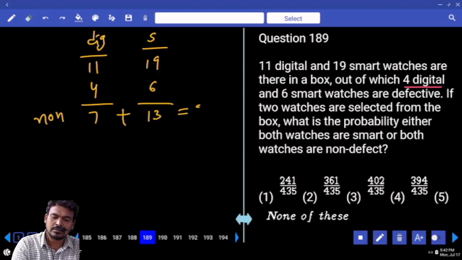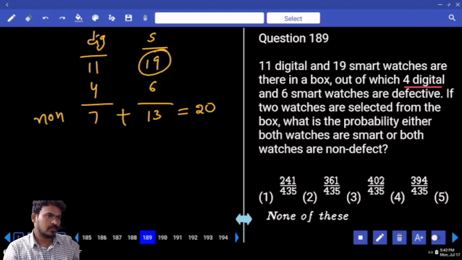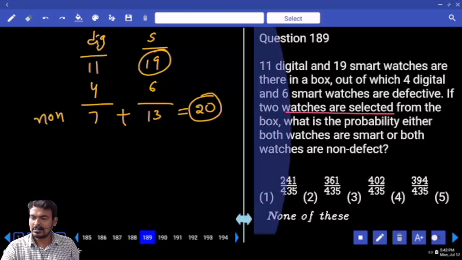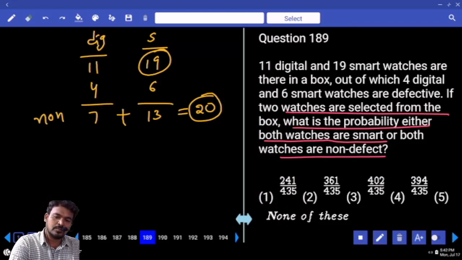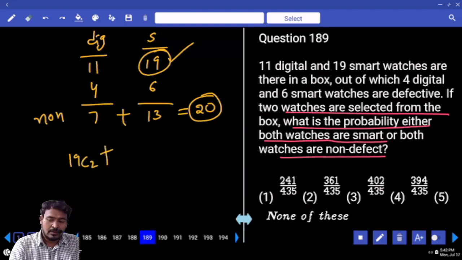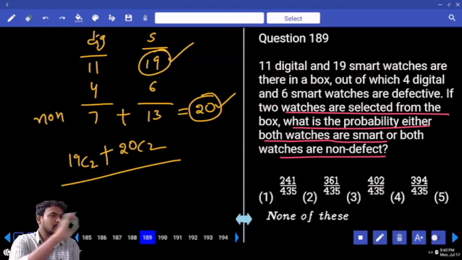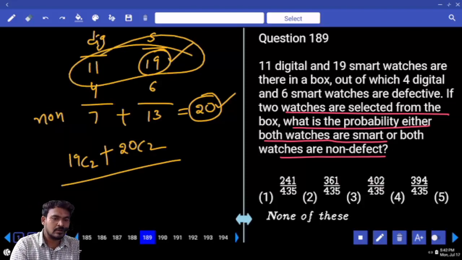Total non-defective watches is how much? 20. Total smart watches 19. Total non-defective watches 20. What is the question here? If 2 watches are selected from the box, what is the probability that either both the watches are smart or both are non-defective? How many smart watches are there? 19. Then we write 19 C2. Non-defective, how many? 20. Then we write 20 C2, by total how many watches? 30. Then we write 30 C2.